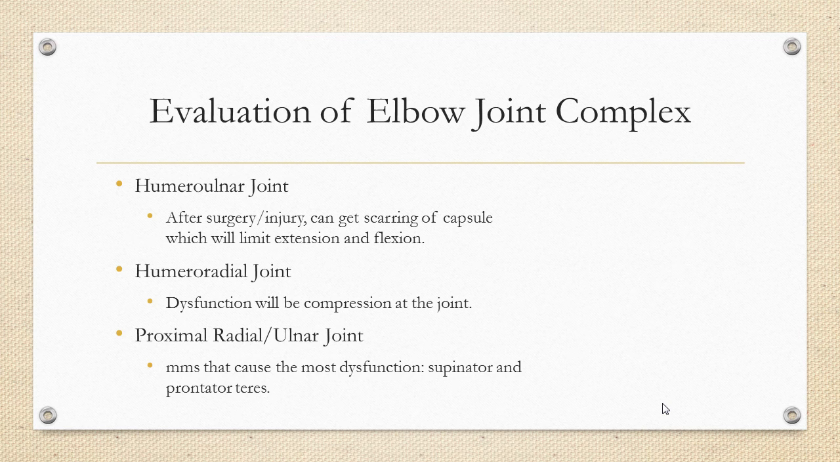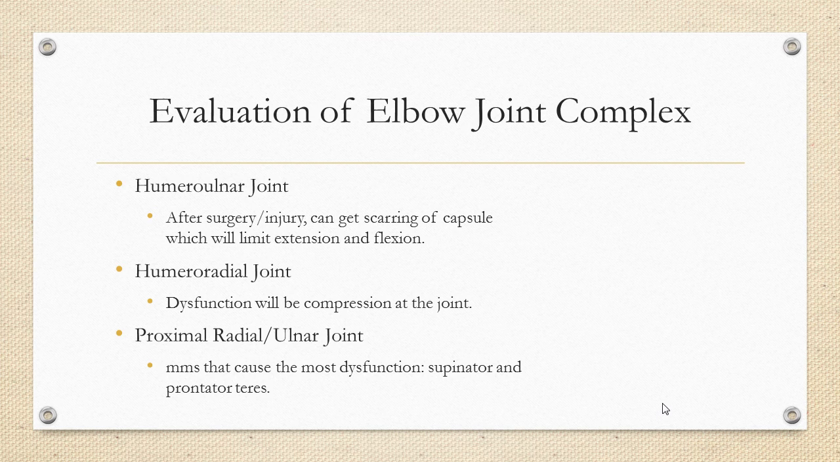So when we look at the elbow joint complex, again, we want to look at some specific joints. This particular joint does not have a treatment order that is recommended to follow, as we talked about with the shoulder. But the 3 areas are the humeral ulnar, the humeral radial, and the proximal radial ulnar joints. With regards to the humeral ulnar, if there's surgery or injury, you can often get scarring of the capsule, which can limit flexion and extension of the joint. So those are things to consider.